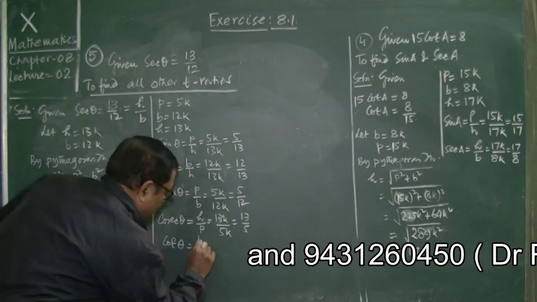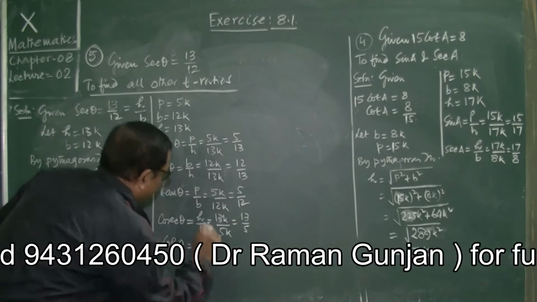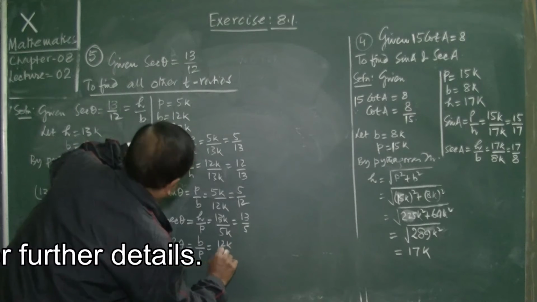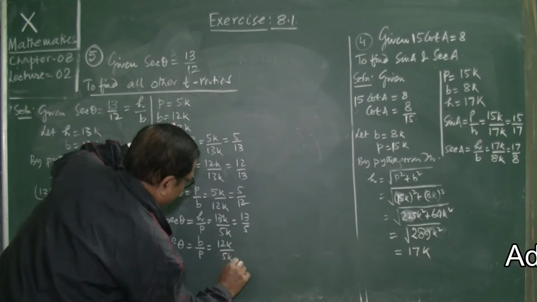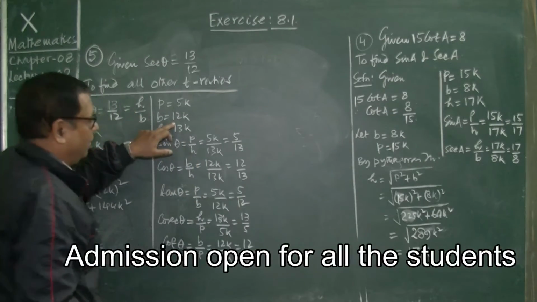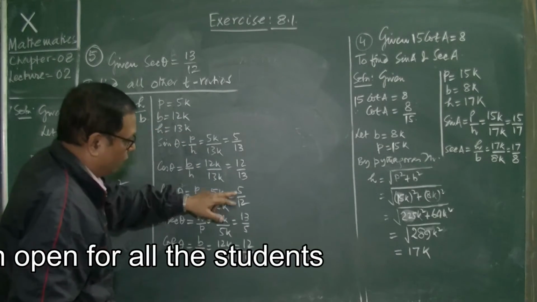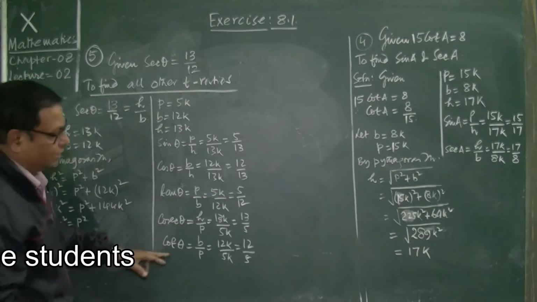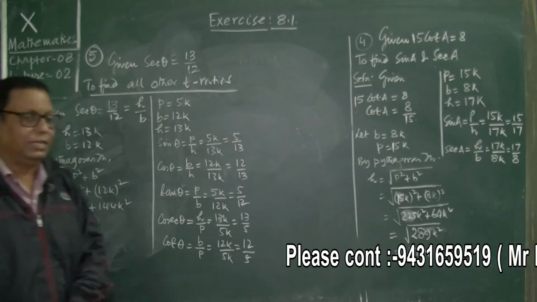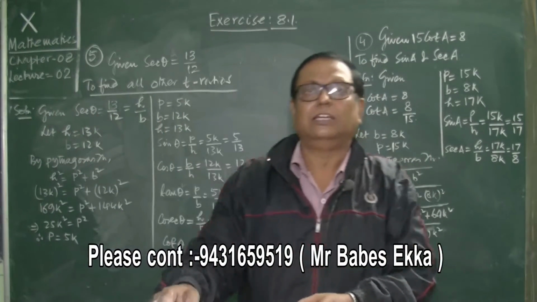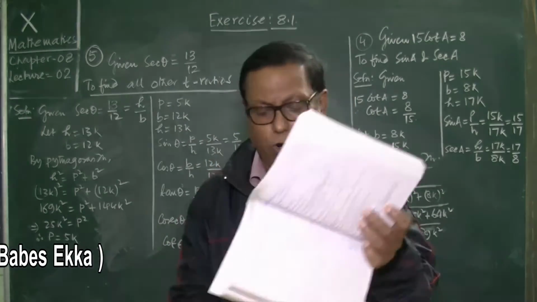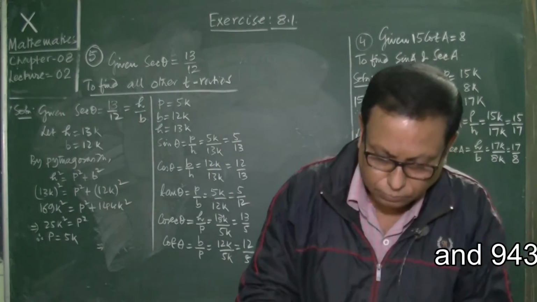Cot theta is equal to B by P. And what is B over here? Your B is 12K and P is 5K. K cancelling K, our answer will be 12 by 5. So tan theta is 5 by 12 and cot theta, its reciprocal, will be 12 by 5. This is how to find all the T ratios when one of the T ratios is given to you. A very popular question from the board exam point of view.